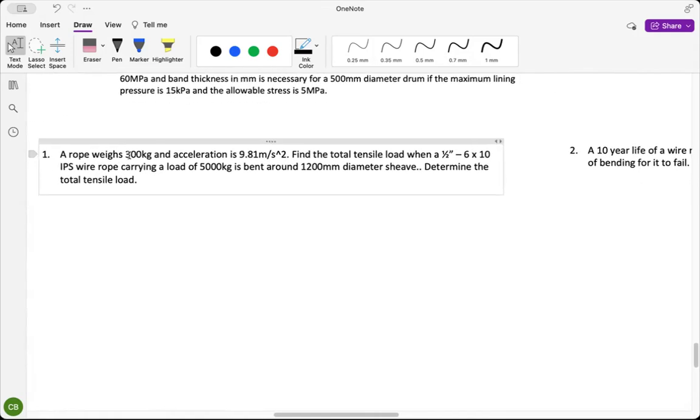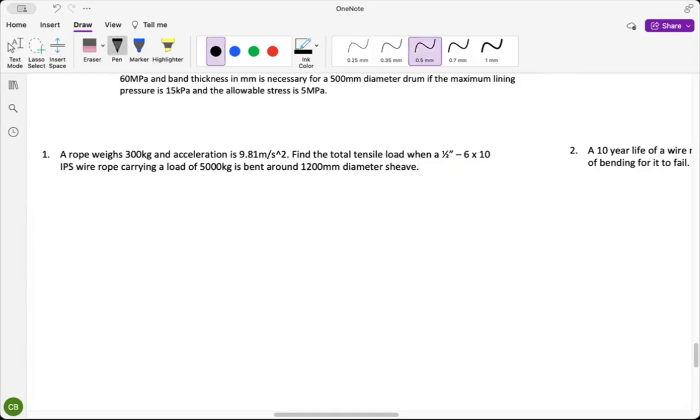Okay, so then the problem is, a rope weighs 300 kilograms, and acceleration is 9.81 meters per second squared. Find the total tensile load when a 1/2 inch 6 by 10 plow steel wire rope carrying a load of 5,000 kilograms is bent around a 1,200 millimeter diameter sheave.